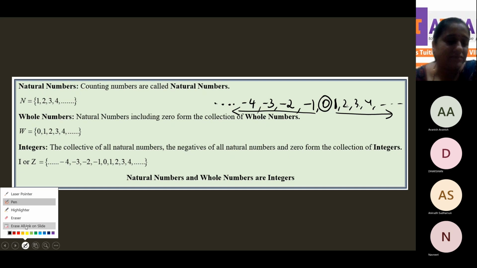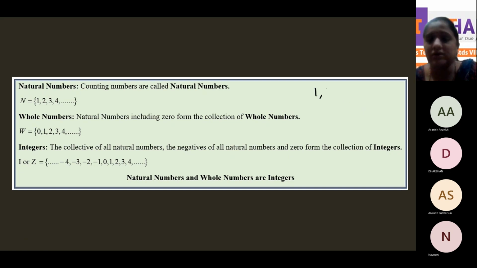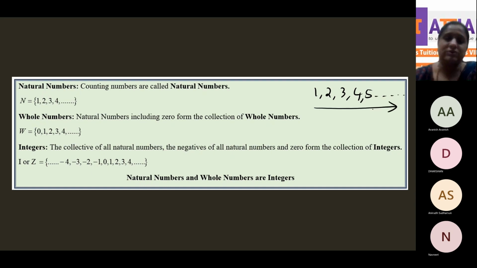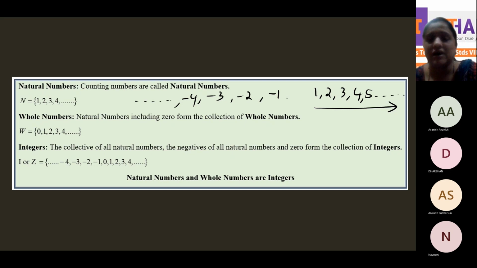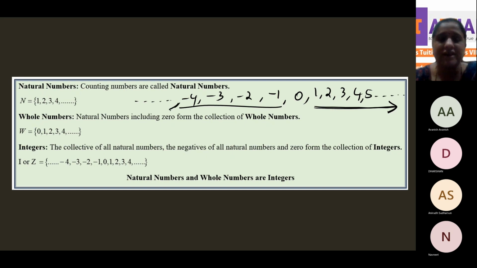I'll repeat. See here, 1, 2, 3, 4, 5, this collection goes on. This is the collection of natural numbers. Now their negatives: -1, -2, -3, -4. This collection also goes on. Including 0, the collection of all natural numbers, their negatives, and 0 form the collection of integers.